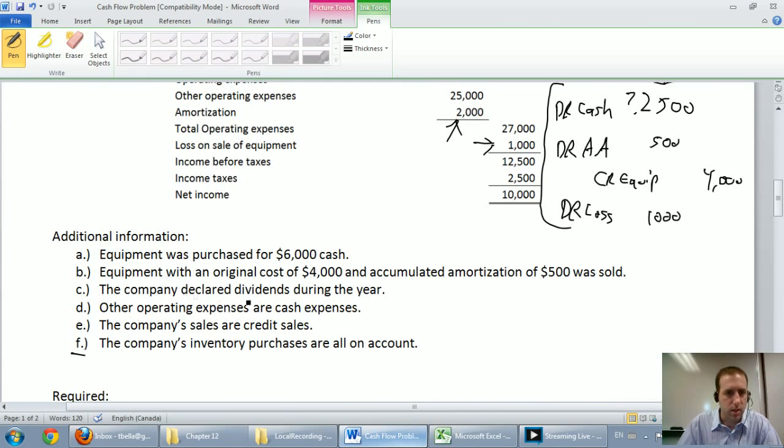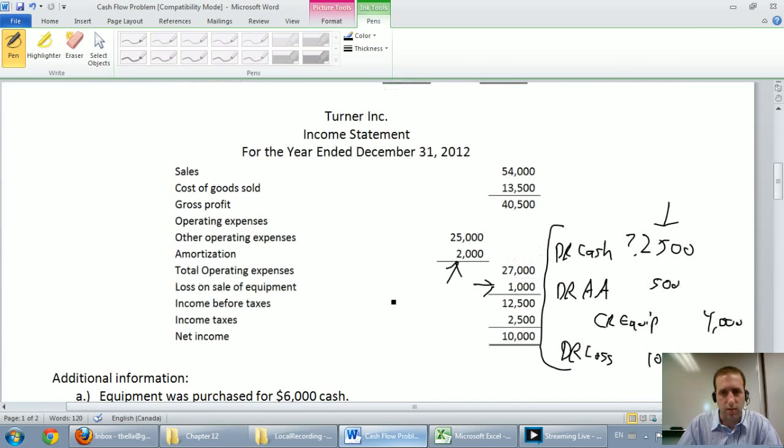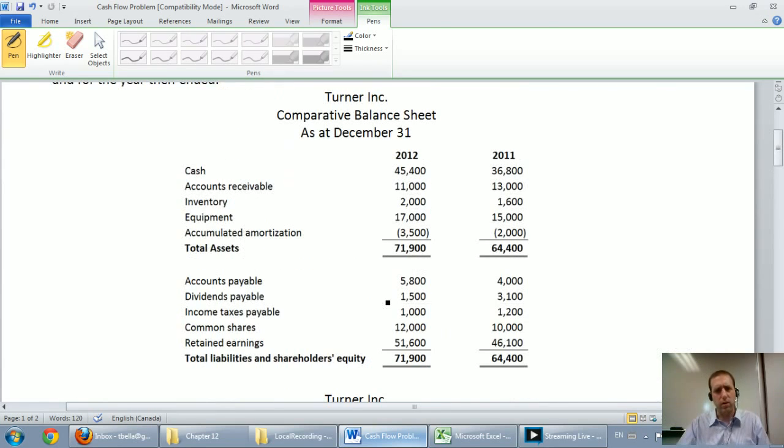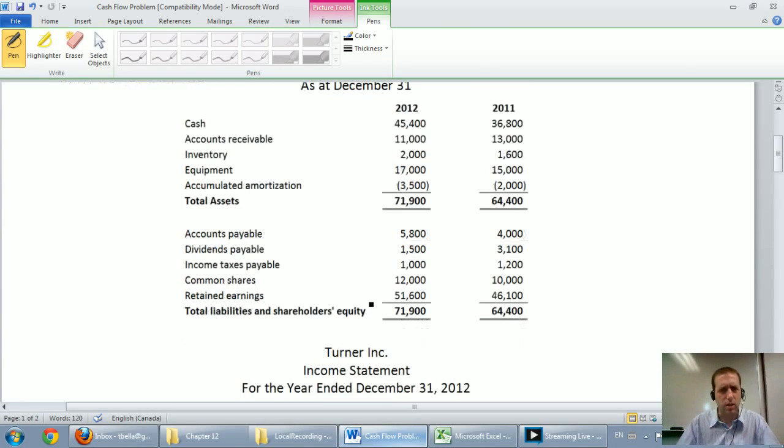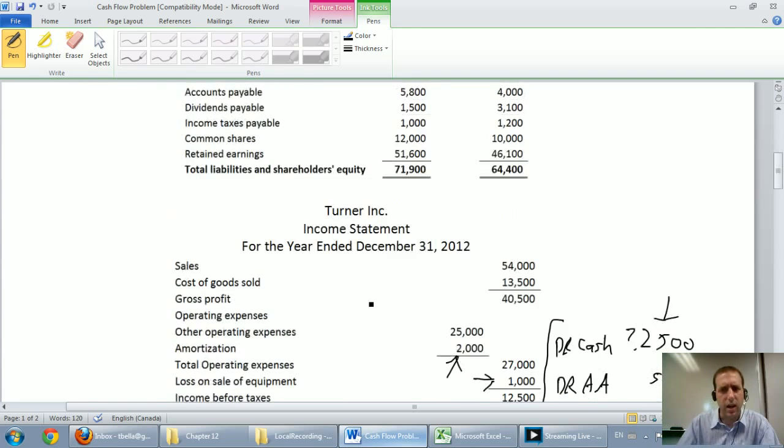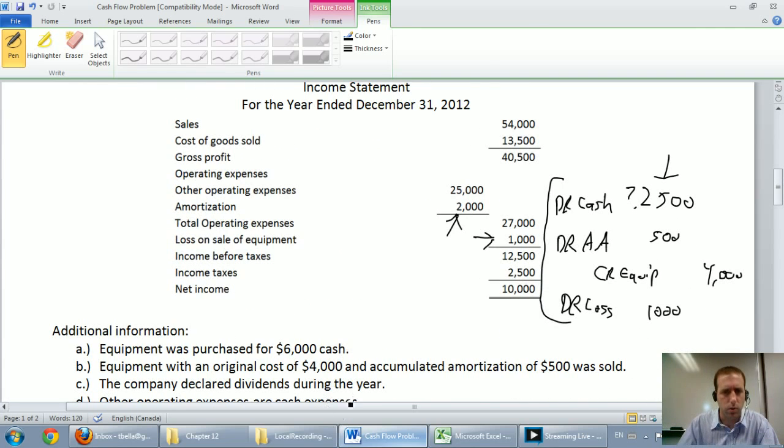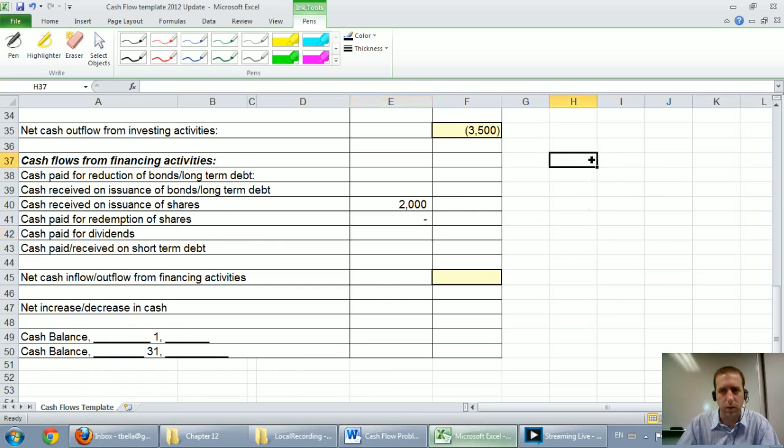It does say that the company declared dividends during the year, but it doesn't say for how much. And if you look at your income statement and your balance sheet, there's no dividends on there. There's dividends payable, but no actual dividend amount. You've got to ask yourself, where are the dividends? What statement are they on? They're on the statement of shareholders' equity or the statement of retained earnings. So what you need to do is prepare your own statement of retained earnings to figure out this amount. I'll quickly do it here in Excel.